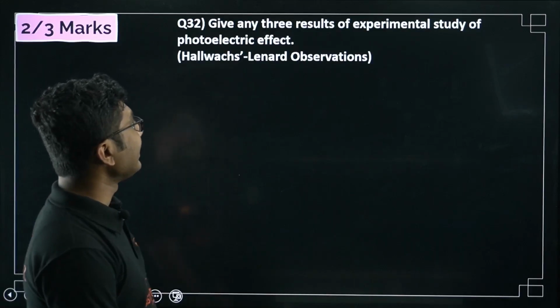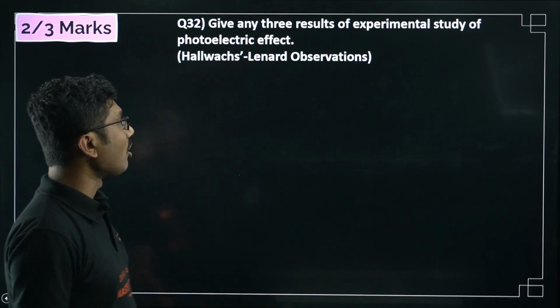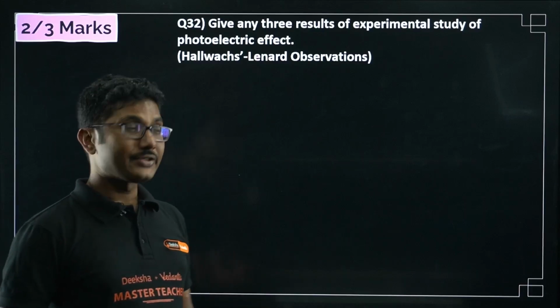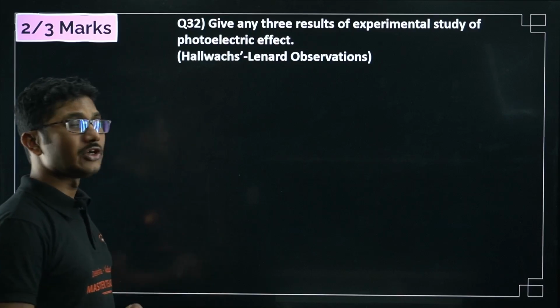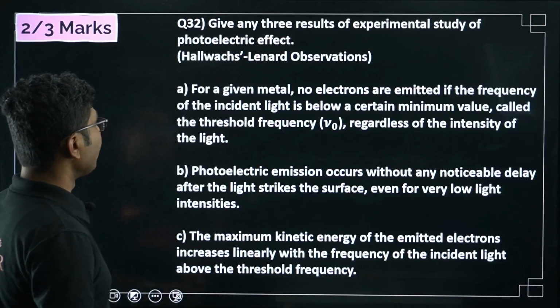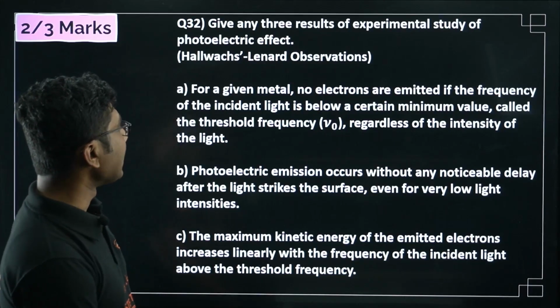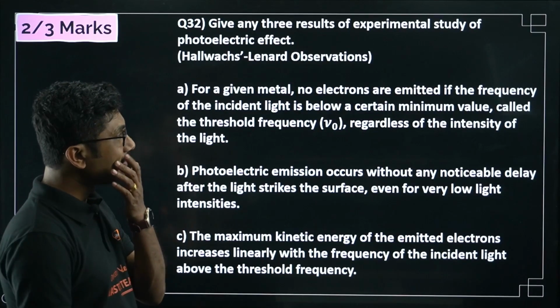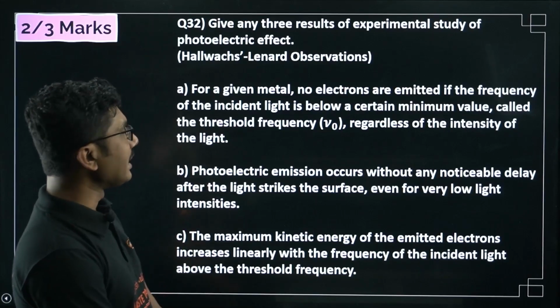Now, give any three results of the experimental study by photoelectric effect. It is also called Hallwachs-Lenard's observation. So, you see the question on three experimental observations, three observations of Hallwachs-Lenard. So, these are the same question. So, for a given metal, no electrons are emitted if frequency of the incident light is below a certain minimum value called the threshold frequency, regardless of the intensity of the light.